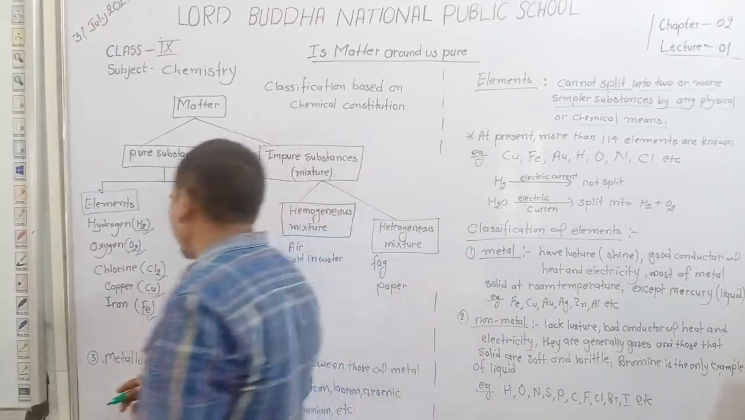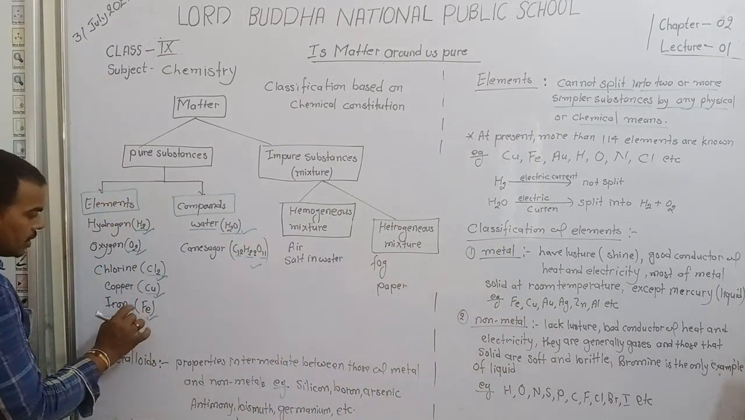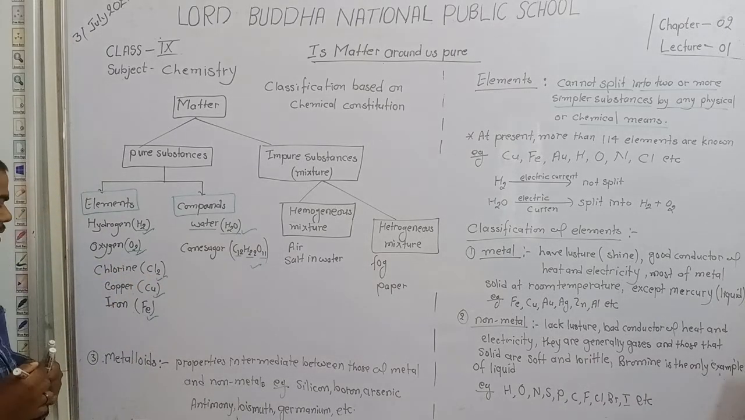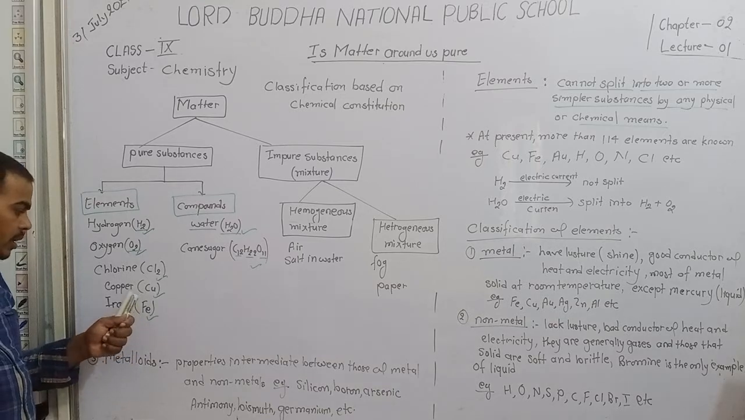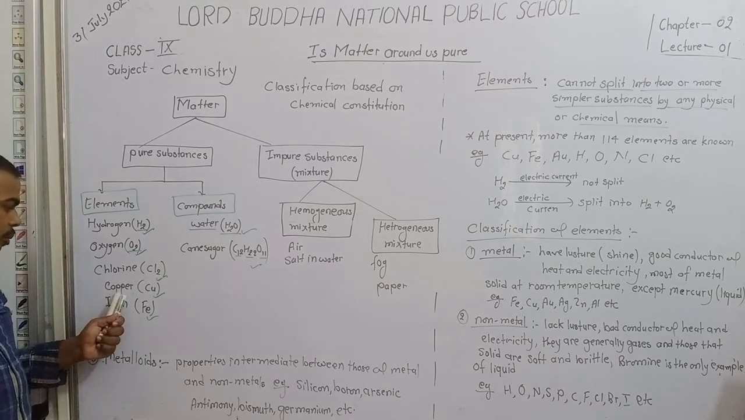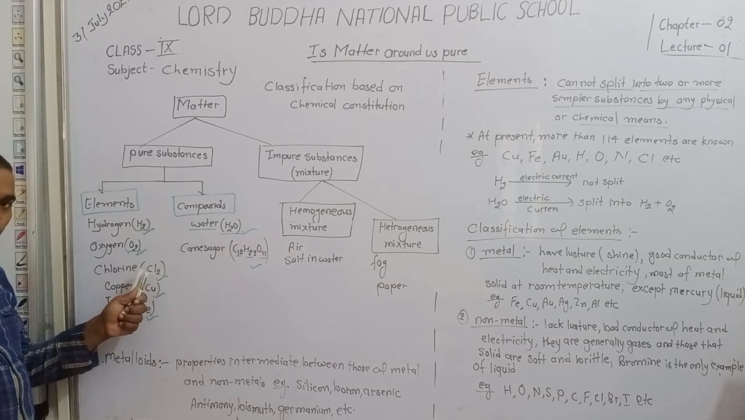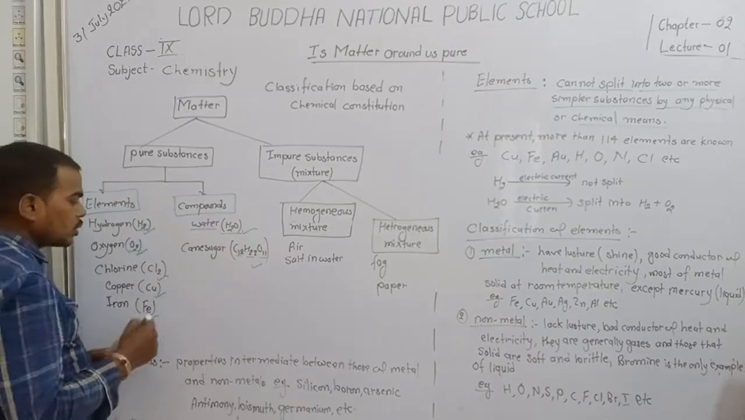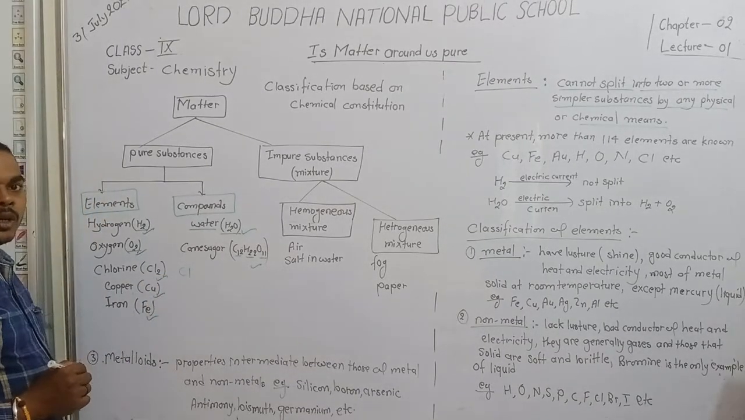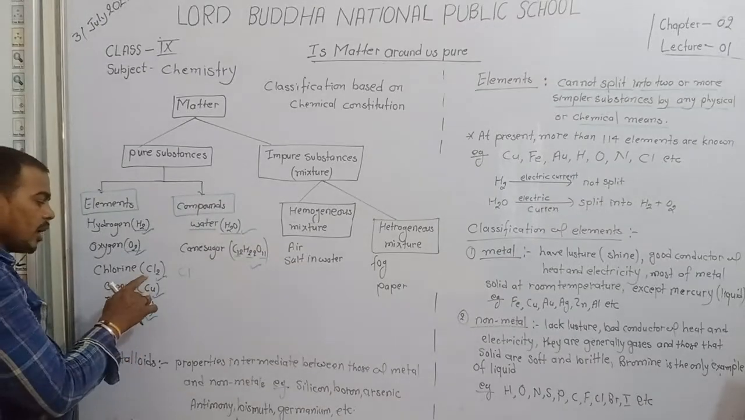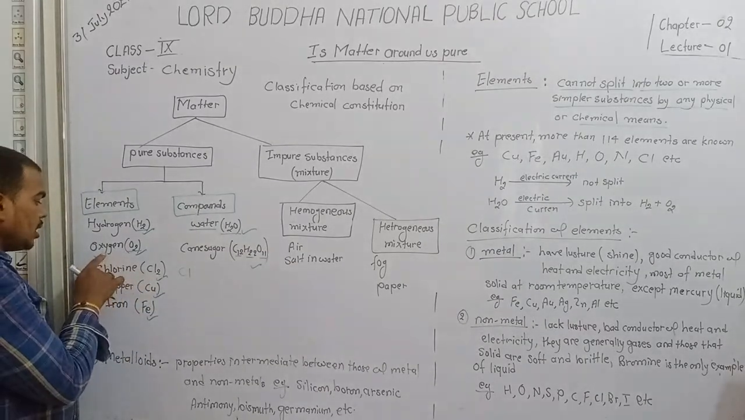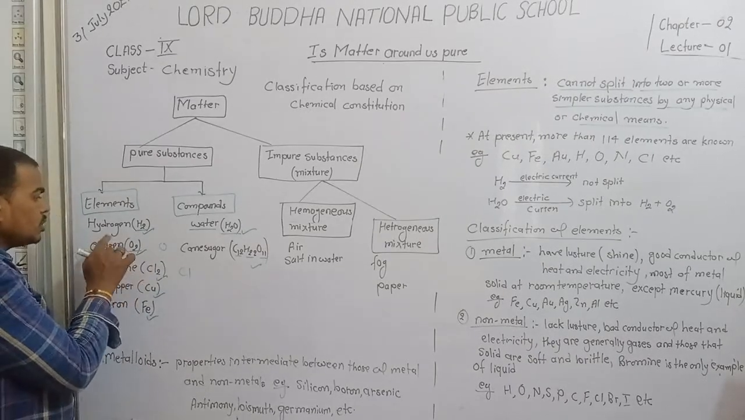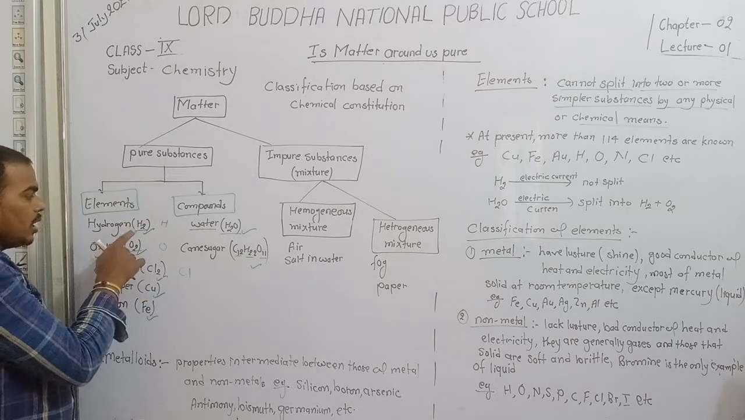Just observe here: iron is only Fe, copper is Cu, but here Cl2. Dear student, if the number of atoms is 1, it is known as an iron atom, a copper atom. But Cl2 is a chlorine molecule, not an atom. If you want to write a chlorine atom, you write Cl. If you want to write a chlorine molecule, you write Cl2. Similarly, oxygen atom is O, but oxygen molecule is O2. Hydrogen atom is H, but hydrogen molecule is H2.